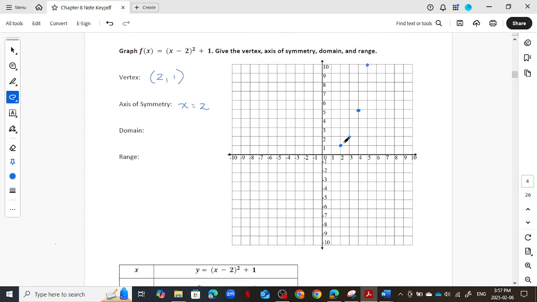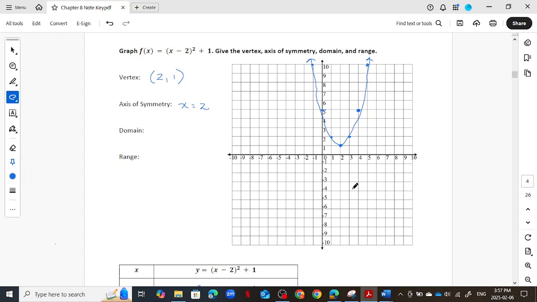So I can plot those points. I can just map them to the other side, or start from your vertex over 1, up 1, over 2, up 4, over 3, up 9, and then I can connect the dots. To graph a parabola, you want at least 5 points. I do as many as will fit on my grid.